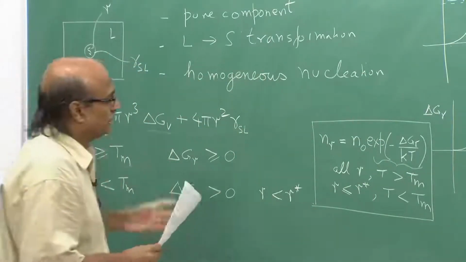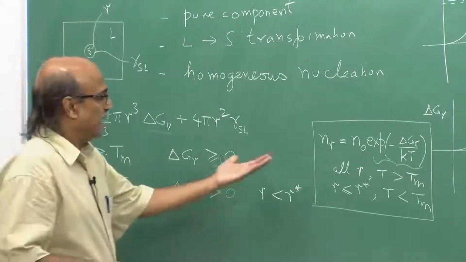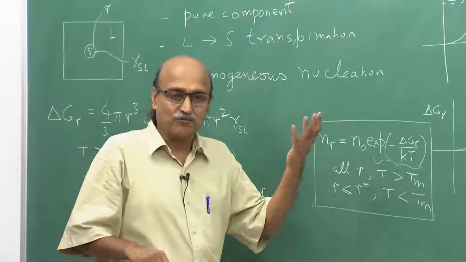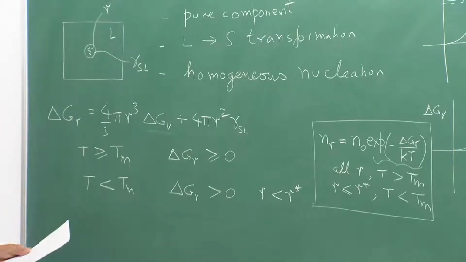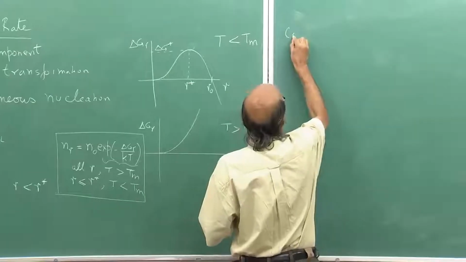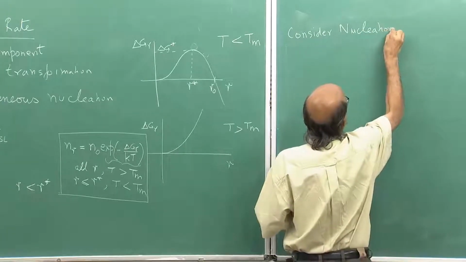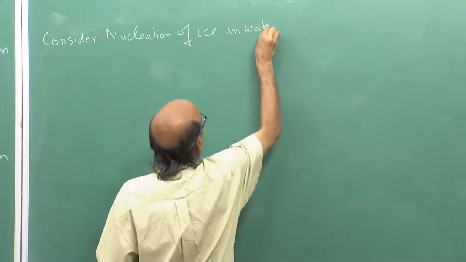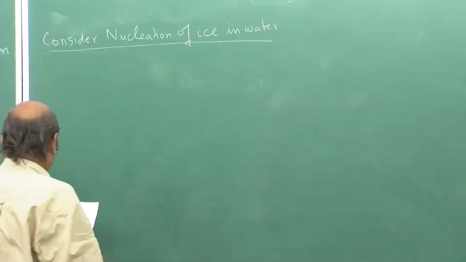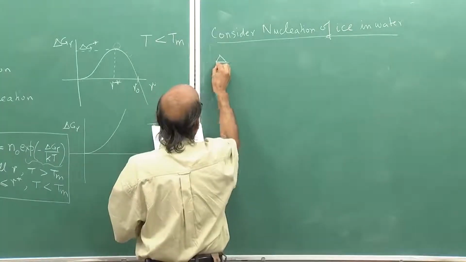Now, what I would like to do is just to get an idea, given a system, what kind of density of nuclei one can expect for different sizes of nuclei at some given temperature. So, let us take a system for this. Consider nucleation of ice in water. This I had also taken as an example in the earlier lecture. I will just put down the relevant values.